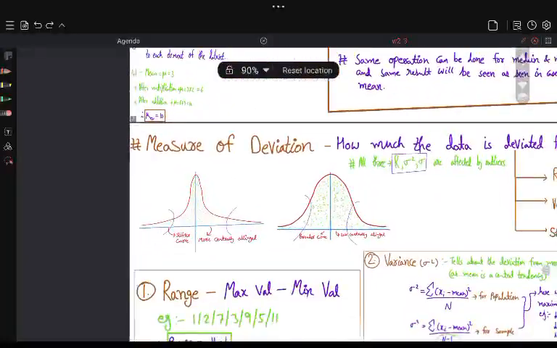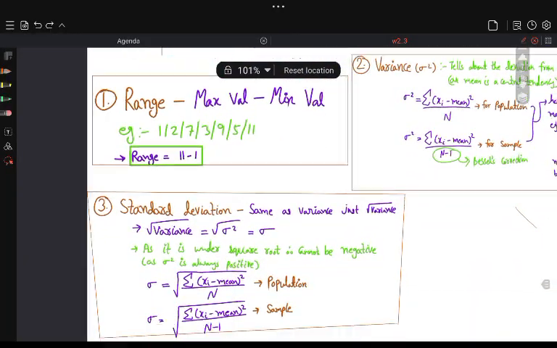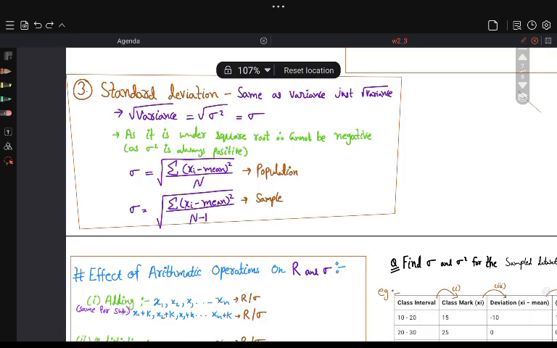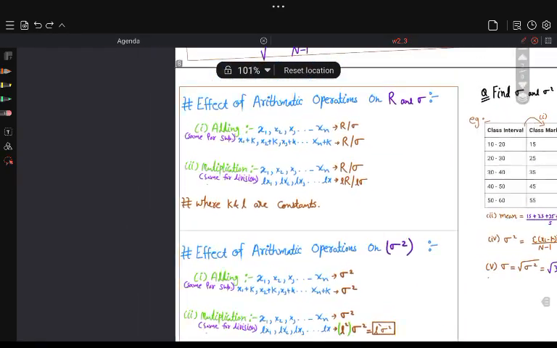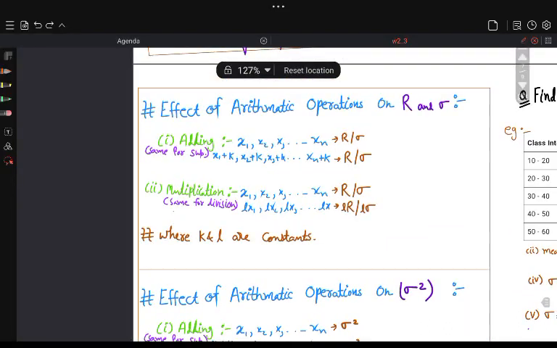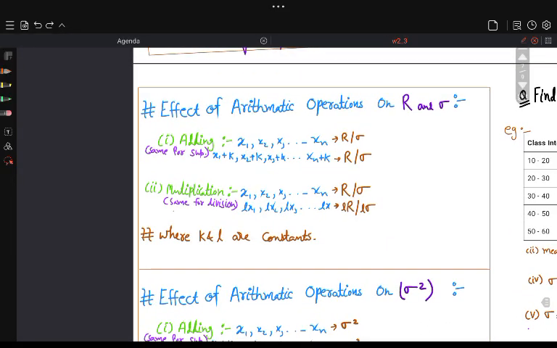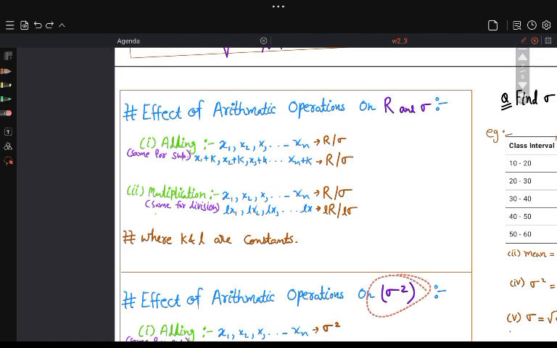And same for population, it is n, for sample it is n minus 1. Let's see the effect of arithmetic operations on both of them. We represent r for range, sigma for standard deviation and sigma square for variance. If we add anything to the observations, then range and standard deviation, both of them will not be affected on addition or subtraction. Remember this fact.